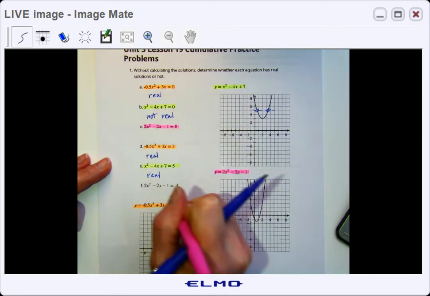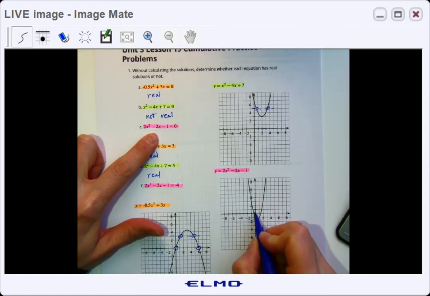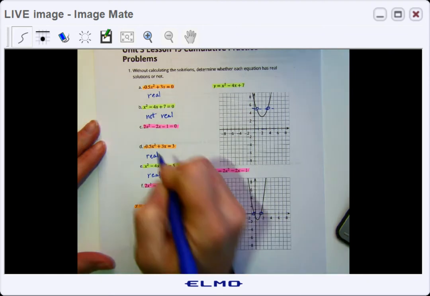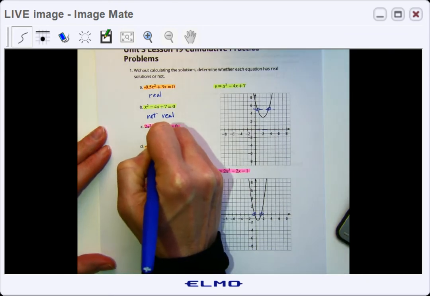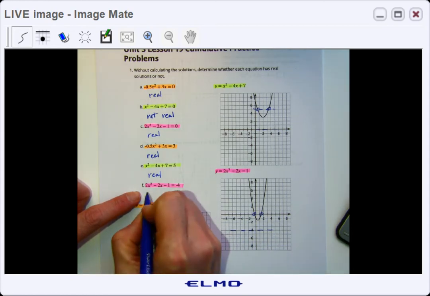And then the last graph, y equals 2x squared minus 2x minus 1, is going to help us with C and F. So for C, the function is equal to 0, again, in two real places, so real. And then the function does not come down to negative 4, so those solutions are not real.